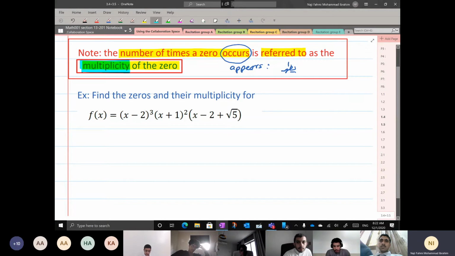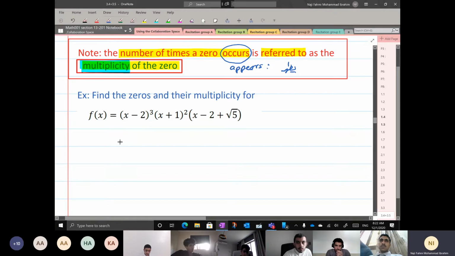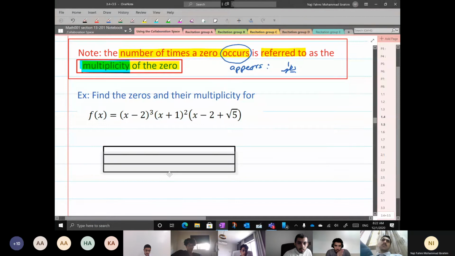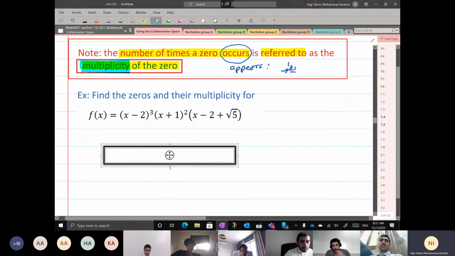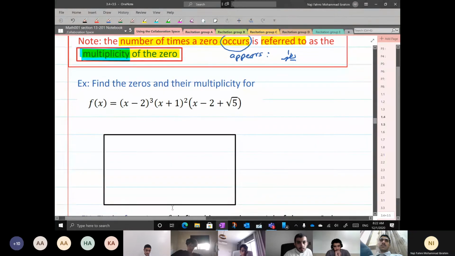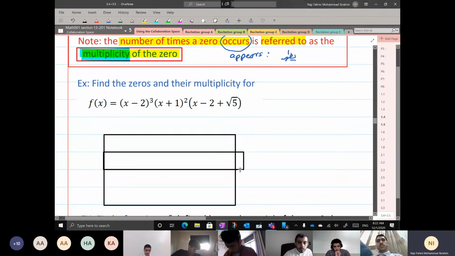Let's take an easy example for that. He says find the zeros and their multiplicity. Now, first, is this polynomial factored or not? Is it completely factored, or should I factor it more? What's the power of x inside each bracket? 1. If it's 1, this means it is completely factored. We cannot factor it more.